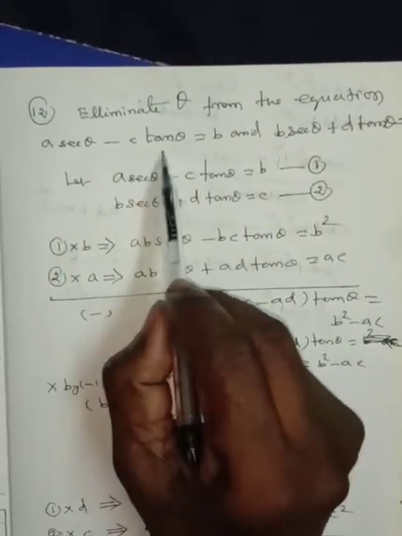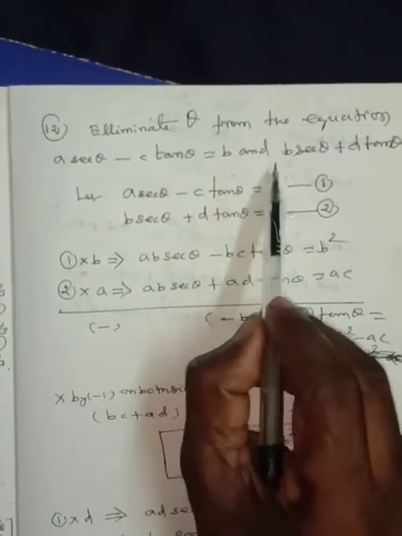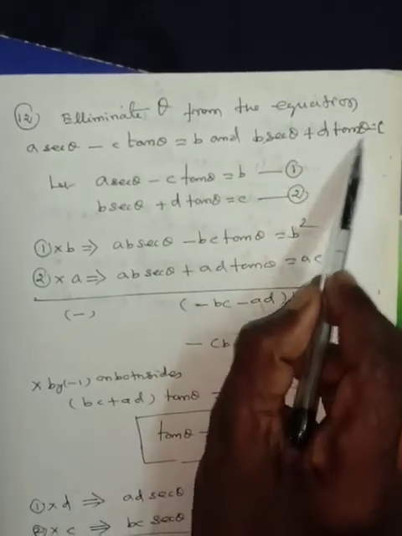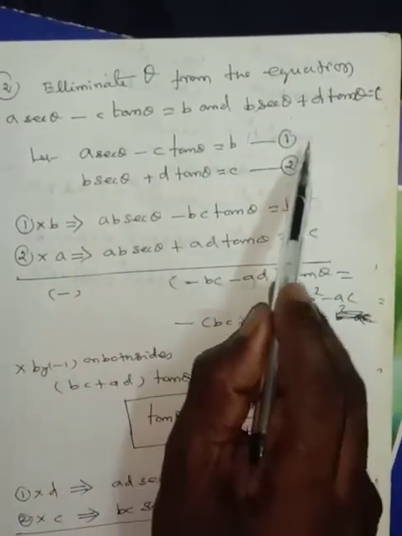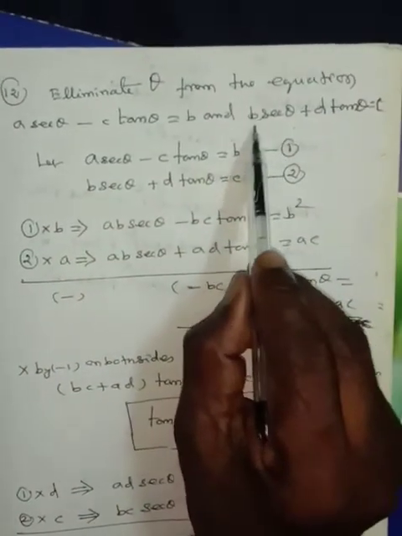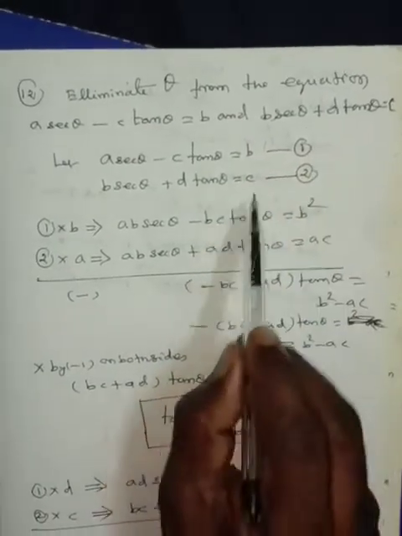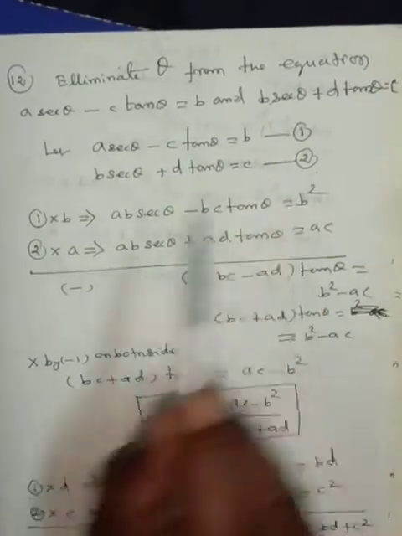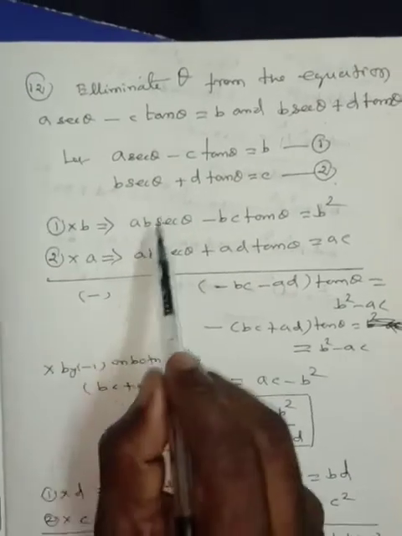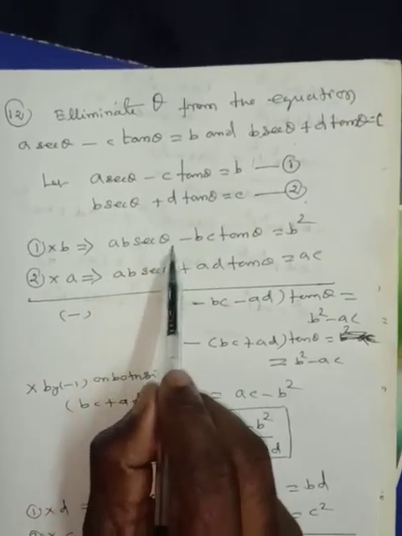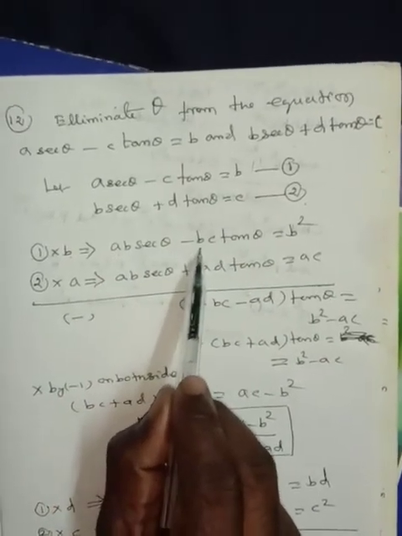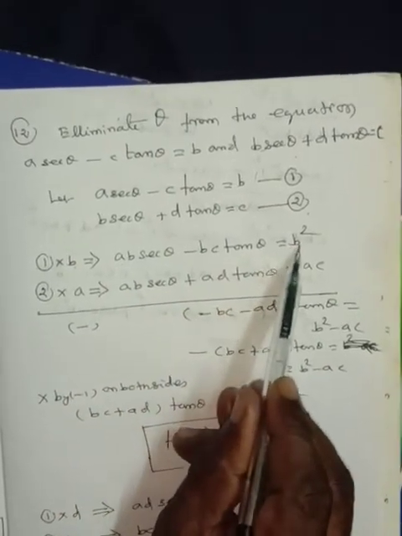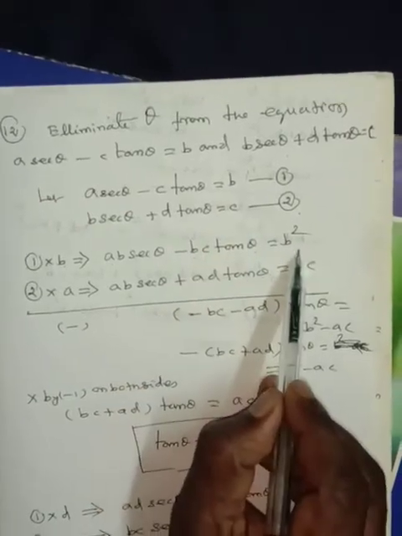So eliminate theta from the equation: a secant theta minus c tan theta is equal to b and b secant theta plus d tan theta is equal to c. Let us take first equation, a secant theta minus c tan theta is equal to b, equation number 1. Next b secant theta plus d tan theta is equal to c, equation number 2. Equation number 1 multiplied by b, we get ab secant theta minus bc tan theta is equal to right hand side b into b is b square.